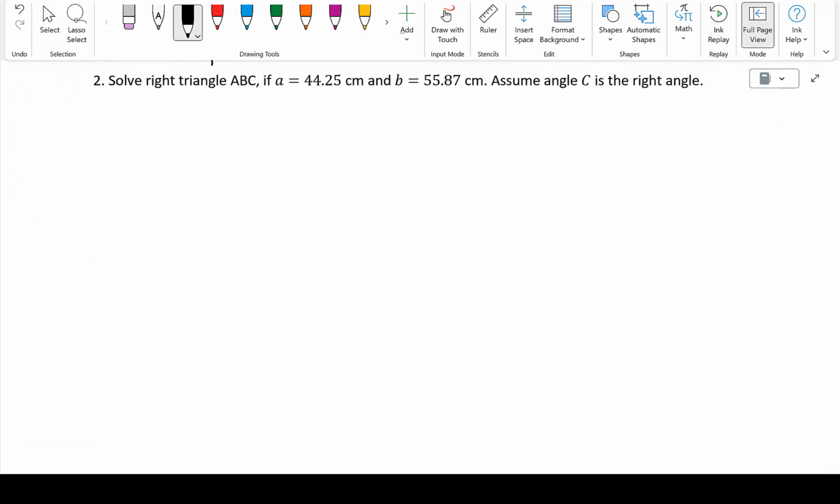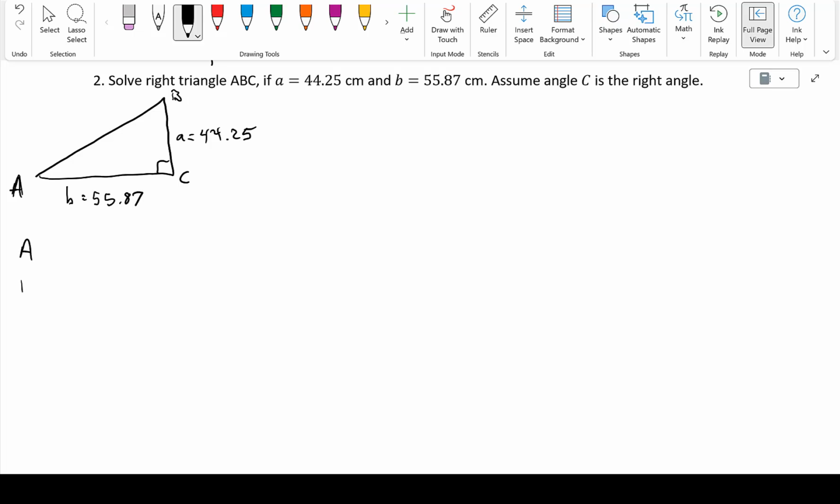For 2, we're solving a right triangle ABC, where we're given side A is 44.25 centimeters and side B is 55.87 centimeters. So we're going to again assume angle C is the right angle. So we can draw a triangle. I'll label it the same way as I did the last one, ABC going around, starting at that lower left corner. We know little side A is 44.25, and little side B is 55.87 centimeters.